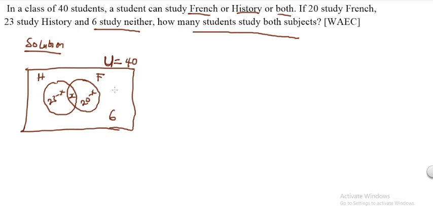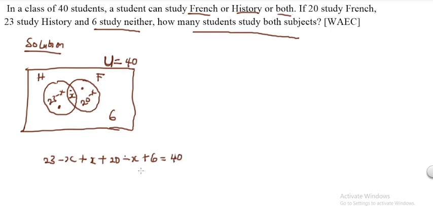From here, the simple thing we will do is to add up every individual part of the Venn diagram. So this is an individual part, this is an individual part, this is an individual part, and this is an individual part. And then we equate it to this total number. So I'll simply say 23 minus X, and I'll pick this next one here, plus X, then pick this next one here, plus 20 minus X, then pick this number here, plus 6. If you add up all these numbers individually, they should be equal to the total number of people participating, which is in this case 40.